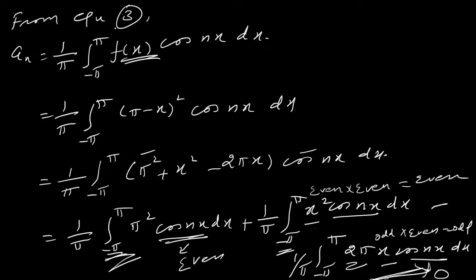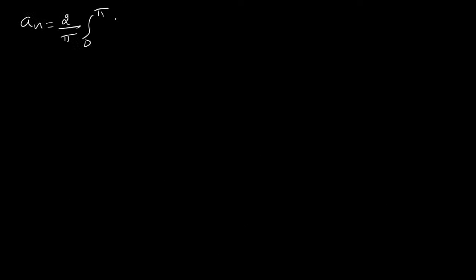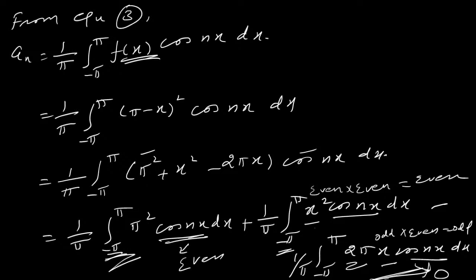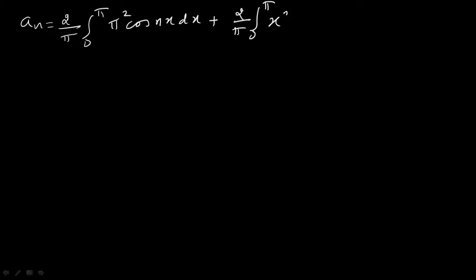So next, a n is equal to, I am just writing it as twice 0 to pi, inside the integral you have pi square cos nx dx. Plus the second integral, I am also going to write as twice integral 0 to pi. Already in the denominator you have pi, so I just replace this integral with twice 0 to pi, x square cos nx dx. The next term becomes 0 because the integrand is odd.